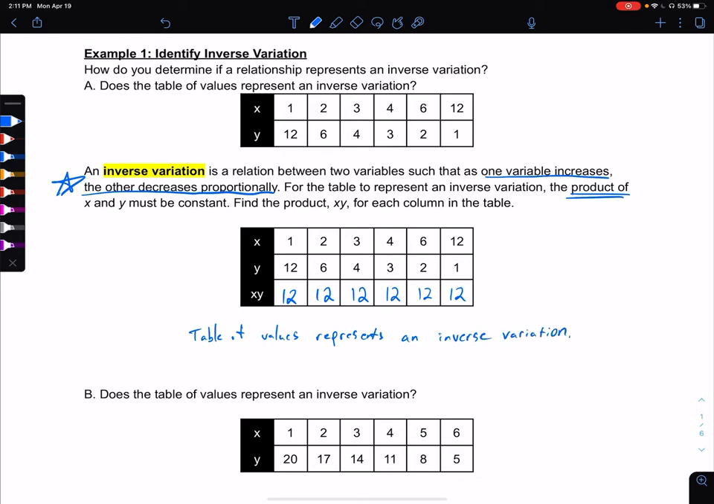And again, all we're looking to do here is multiply x times y. You can see that x increases the entire time. You can see that y decreases the entire time. But we do need to make sure that those products are the same, right? And they are. So it has to be, again, proportional throughout.